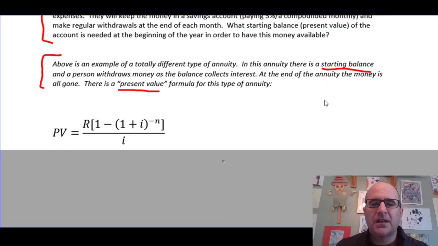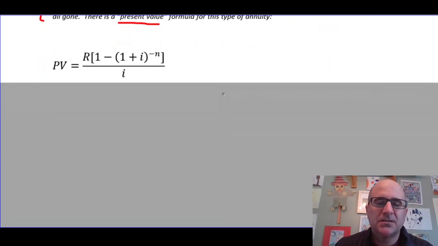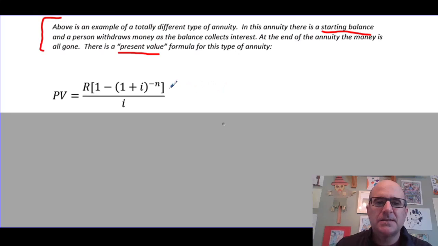Well, that introduces the present value formula right here. So this is very similar to the future value formula, in the sense that it's a formula that's given to you. You don't really need to worry about where it came from. PV is the present value of the annuity. That's the starting amount that you'd start with in your bank account.